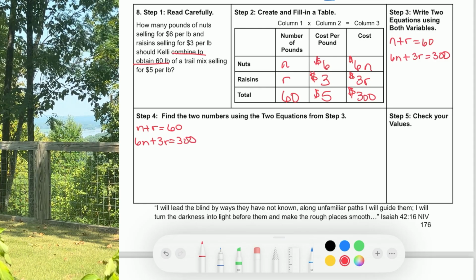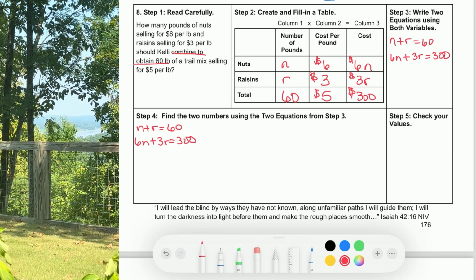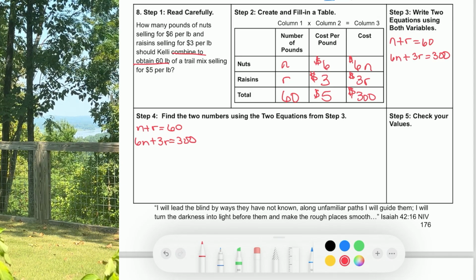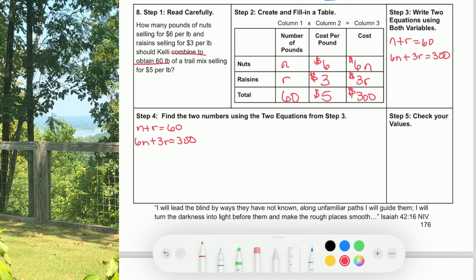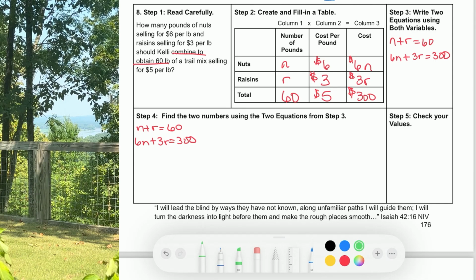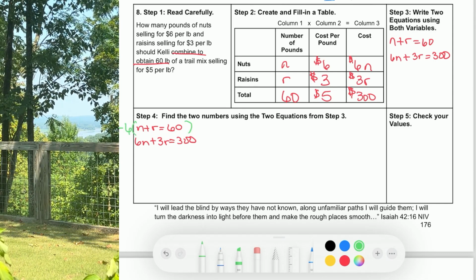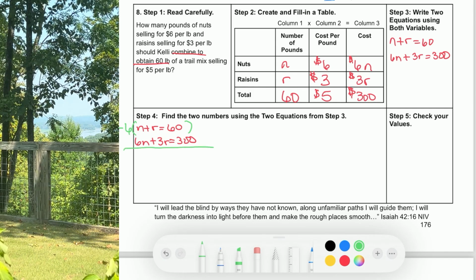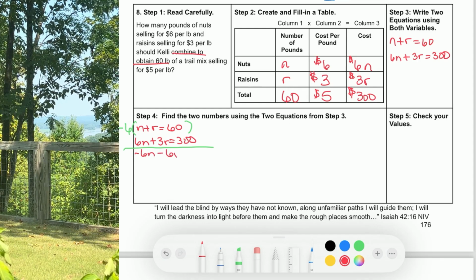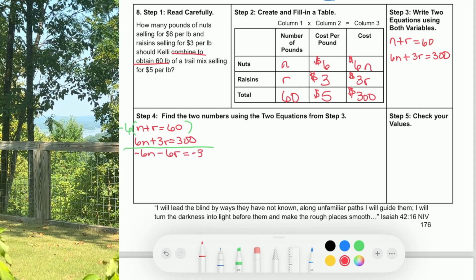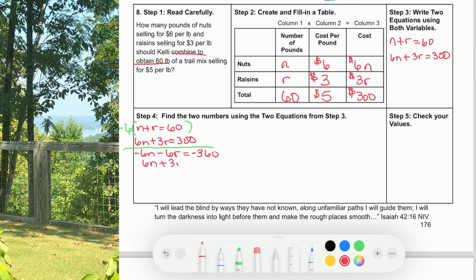All right, last time I did substitution. This time I don't have any decimals or anything like that, so I think the easier route would be to use the elimination method. I'm going to multiply my top equation by negative 6 so that we can get rid of our n's. So my new equation will be negative 6n minus 6r equals negative 360. And then rewrite the other equation that I didn't change.